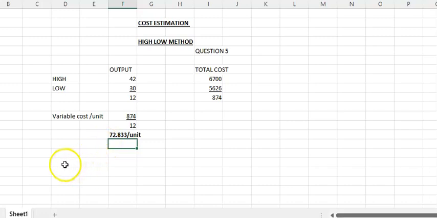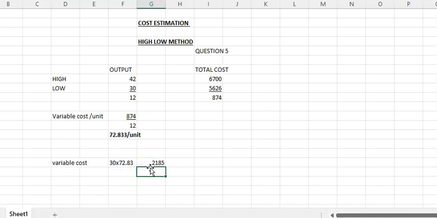So let's choose 30. We want to calculate now the variable cost for the entire activity level that we are going to choose. Okay, so now we have chosen 30. We multiply it by 72.83, and we are going to get 2185.